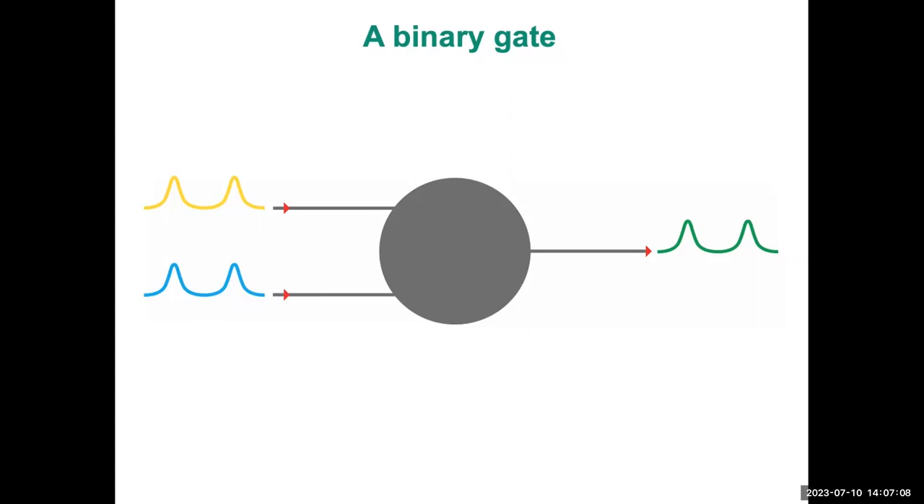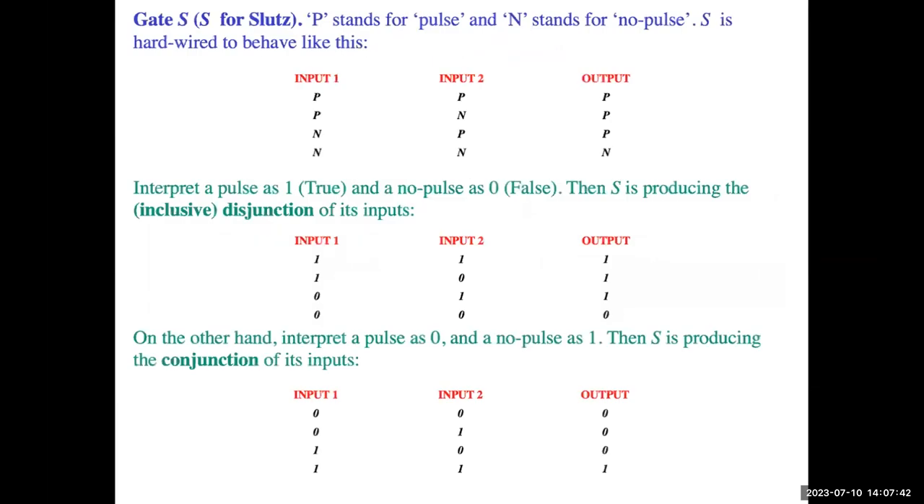And on the normal convention, the peaks or the pulses represent one, and the troughs or the no pulses represent zero. And what Slux says is, well, let's abandon the normal convention and let the peaks, the pulses, represent zero, and the troughs, the no pulses, represent one. So that's the Slux switcheroo. And this is the impact that Slux's idea has.